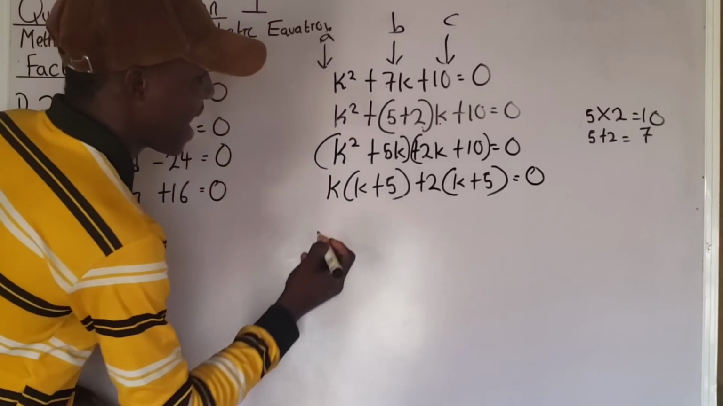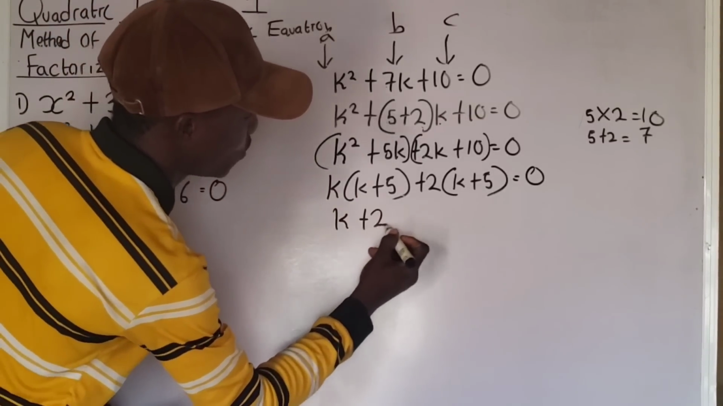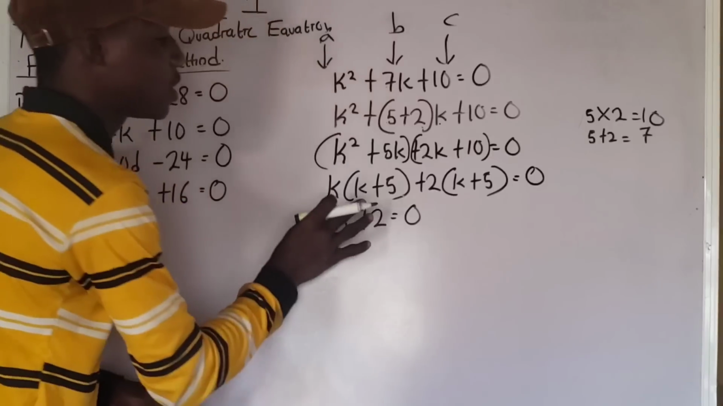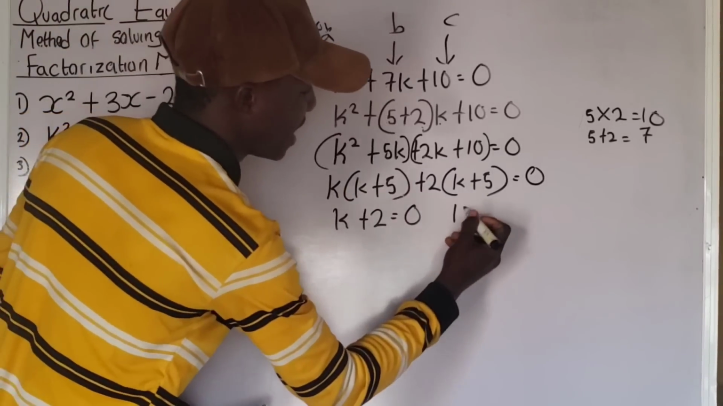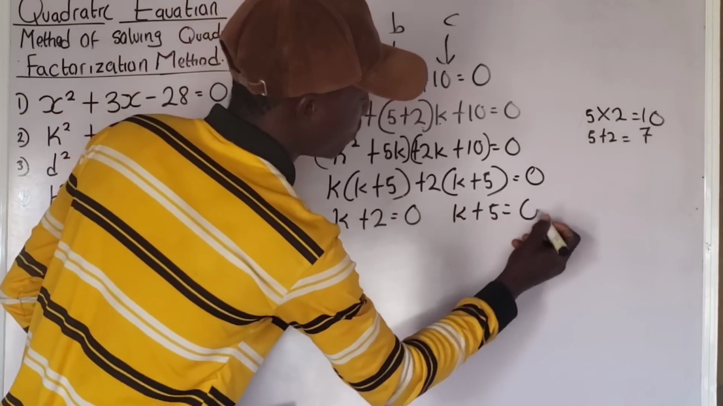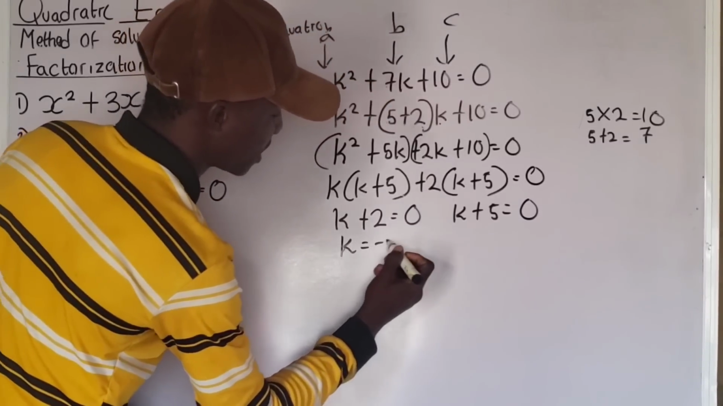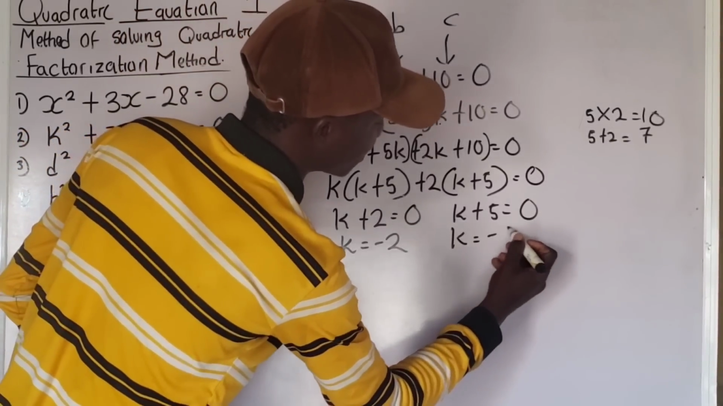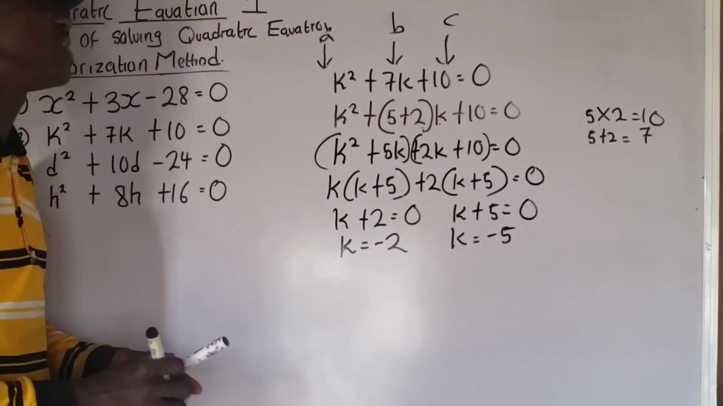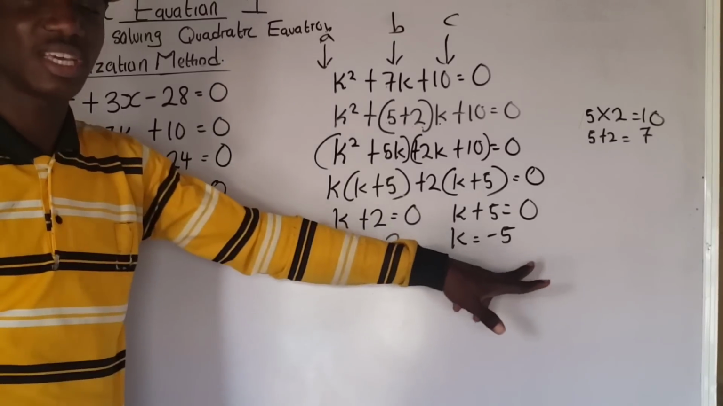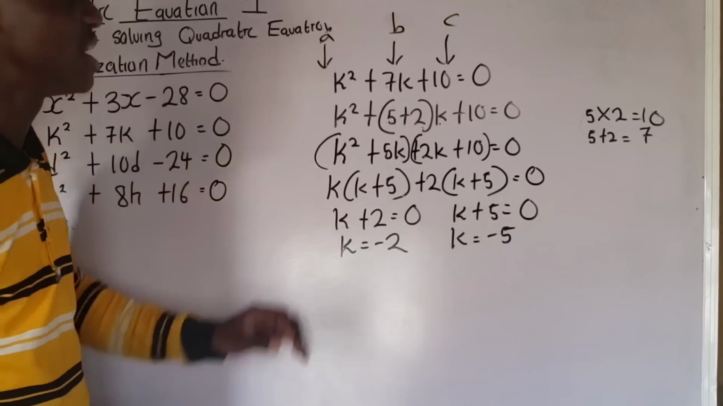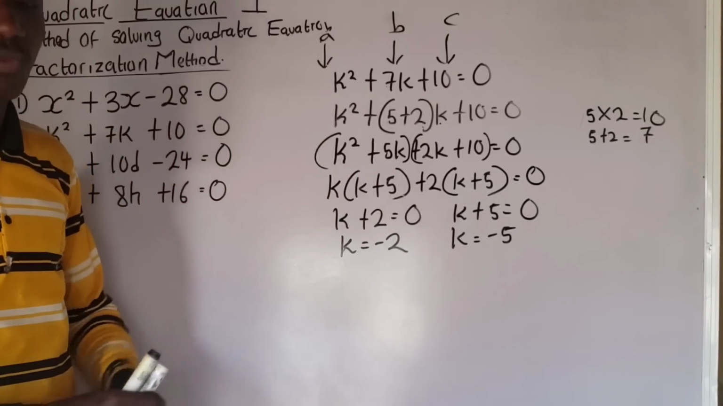Now, here I'm going to have k plus 2 equals 0. Now I'm going to choose one of these brackets: k plus 5 equals 0. Here I'm going to have k equals negative 2 and k equals what? Negative 5. So the roots of this quadratic equation are negative 2 and negative 5. Those are the values of k that satisfy the quadratic equation. Do you understand?